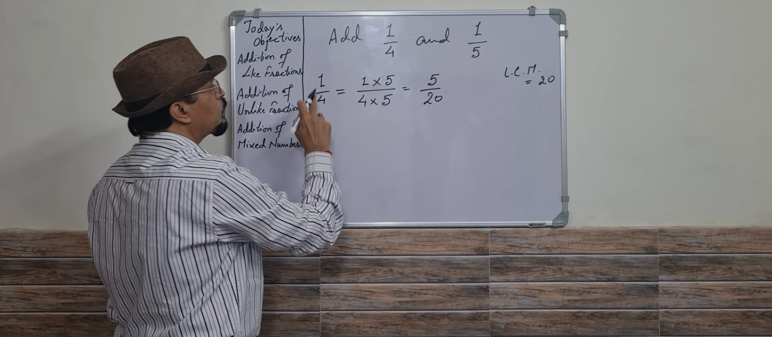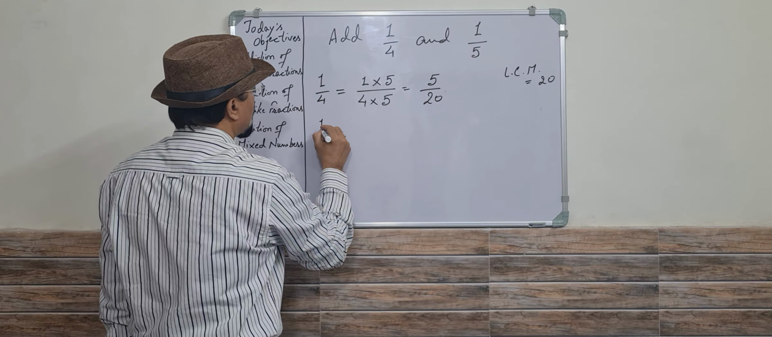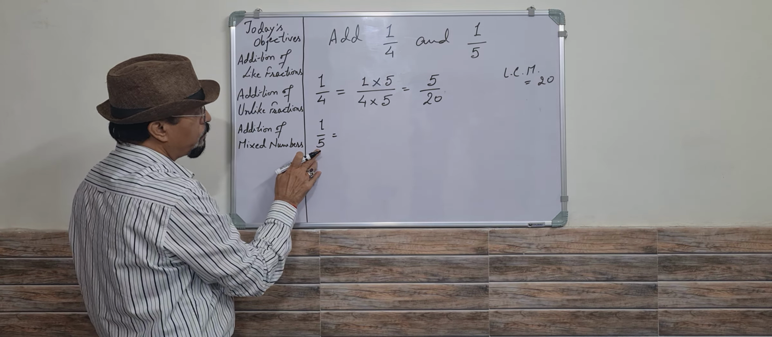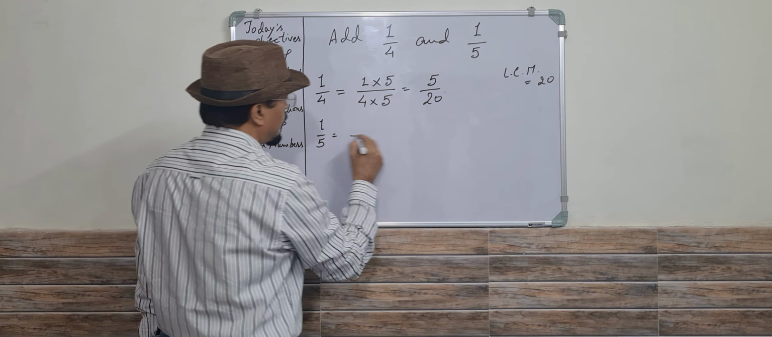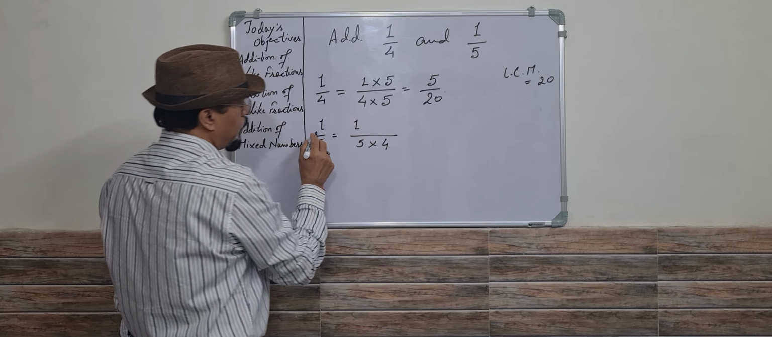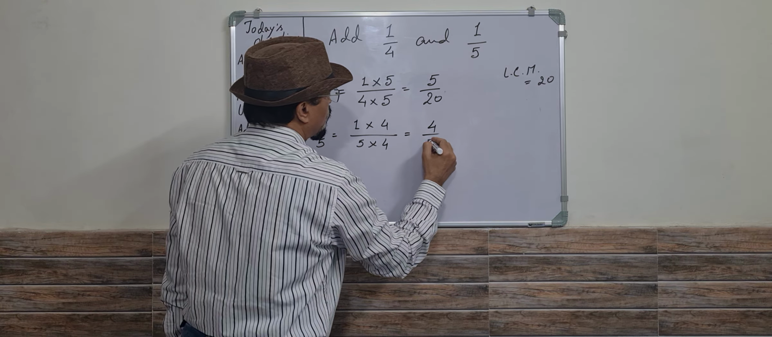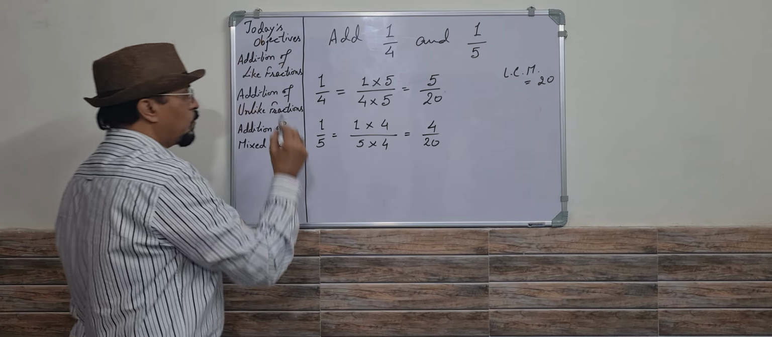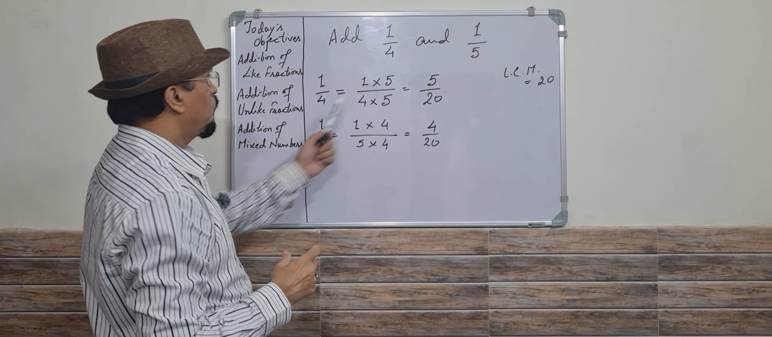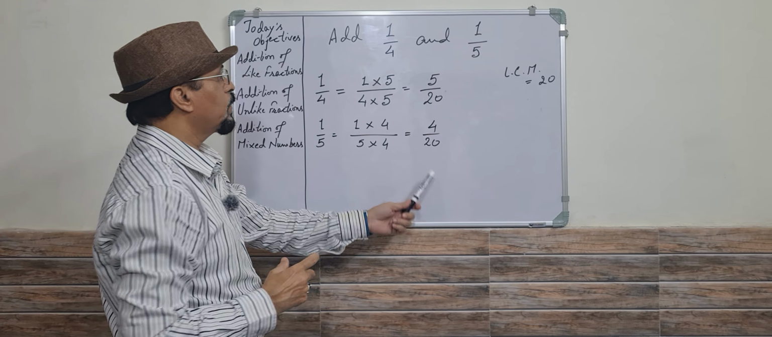The fraction equivalent to 1 by 4 is 5 by 20. Similarly, 1 by 5 equal to, I'll multiply the denominator 5 with 4 to get 20. So 5 into 4. So I'll be multiplying the numerator also with the same number. So I'll get 4 upon 20. So the fraction which is equivalent to 1 by 4 is 5 by 20, and the fraction which is equivalent to 1 by 5 is 4 by 20.